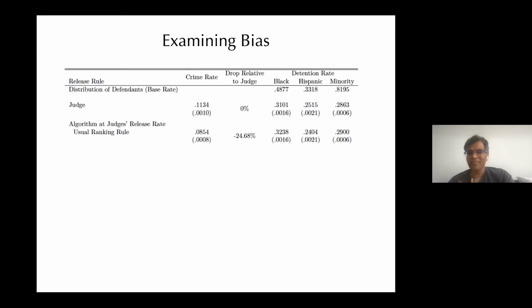Here I'm going to show you this. This is what the judge does. This is their crime rate. This is the crime rate the algorithm results in. Now I'm moving down the curve. So holding constant release rates, I end up with lower crime. That's the drop relative to the judge. So who ends up being detained? You'll notice the algorithm detains a hair more Black defendants, detains a hair less Hispanic defendants, and is about the same overall. I think standard errors wise, you would basically say the algorithm is no more biased than the judge on average.